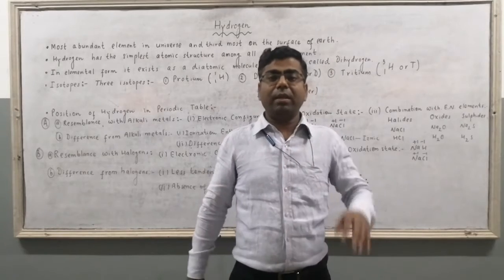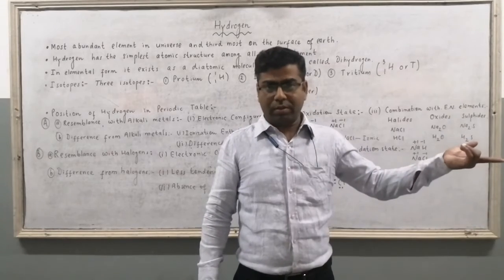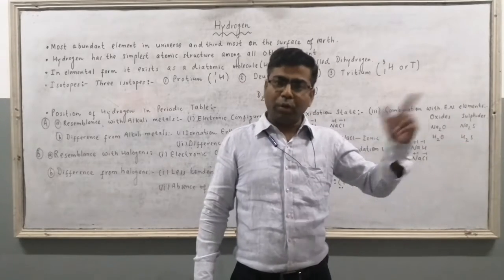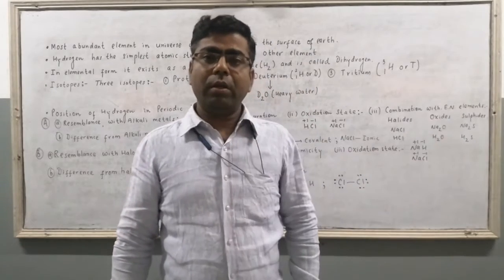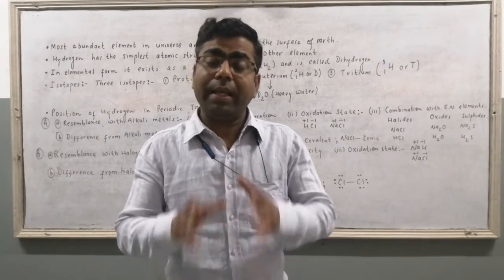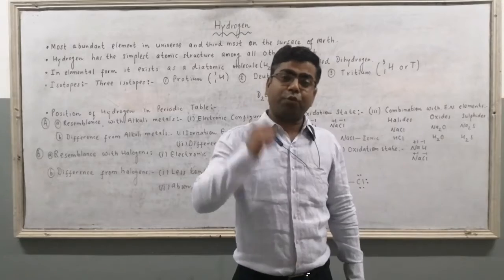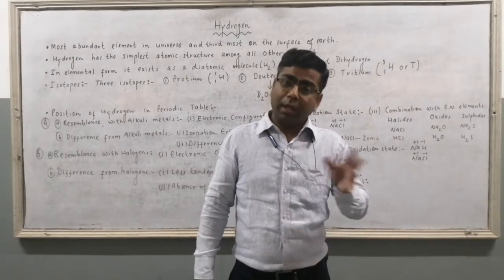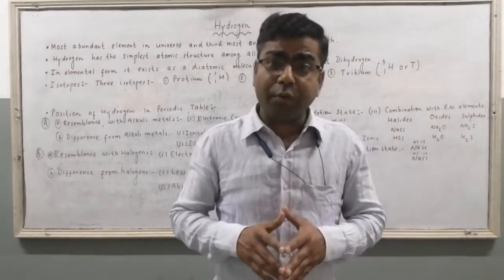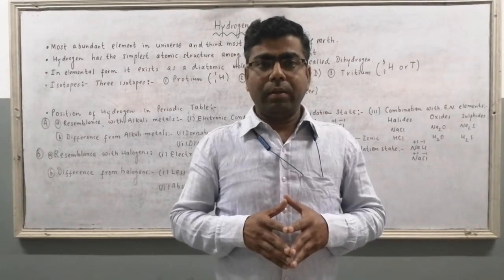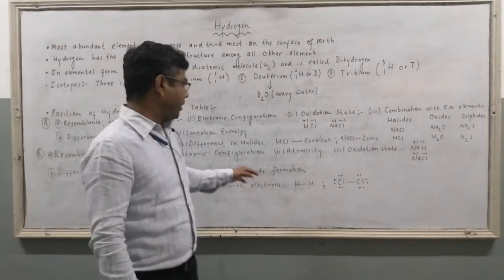For hydrogen, the nearest noble gas is helium. For fluorine, it is neon. For chlorine, it is argon. Hydrogen requires 1 electron to attain the electronic configuration of helium. Fluorine also requires 1 electron to attain the electronic configuration of neon, and chlorine requires 1 electron to attain the electronic configuration of argon. So in the need of an electron, their electronic configuration is the same.